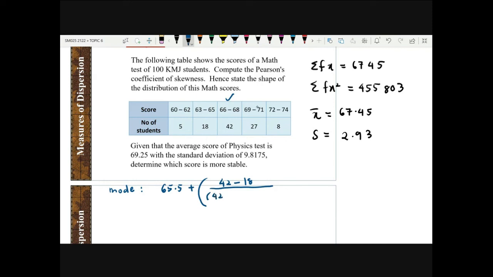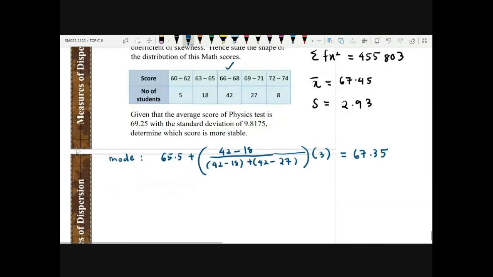Over the same thing, D1 plus D2. What is D2? Frequency of class mode minus frequency after class mode. Minus 27. Times with size of our class. So 3. Okay. So this one you should get 67.35. That's for mode.